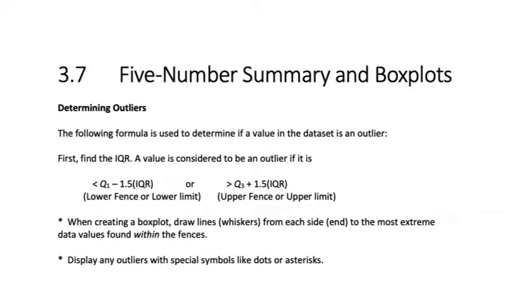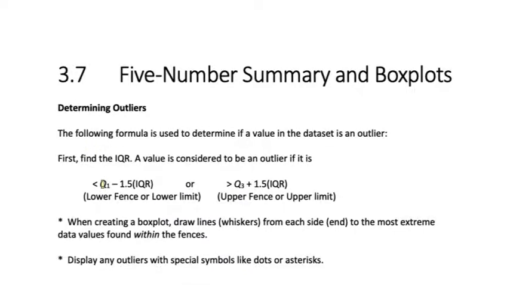In this video, we're continuing talking about section 3.7, and we're going to see how to determine if there are any outliers in a data set. So this is the process. First, you calculate the IQR, which we talked about earlier. You need to calculate Q3, Q1, and subtract Q3 minus Q1. That gives you the IQR.